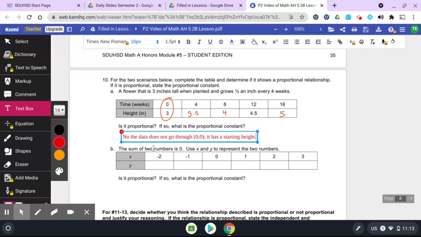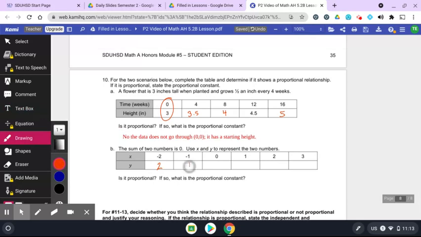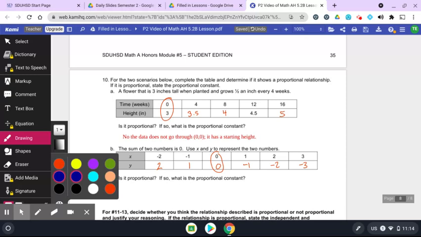Okay, the sum of 2 numbers is 0. Okay, well, -2 plus 2 is 0. -1 plus 1, 0 plus 0, 1 plus -1, 2 plus -2, 3 plus -3. Okay, it's going through 0, 0. That's good. So now I have to determine, is there a number I can multiply the x by to get to the y? And I see, yeah, every time I can multiply by -1.